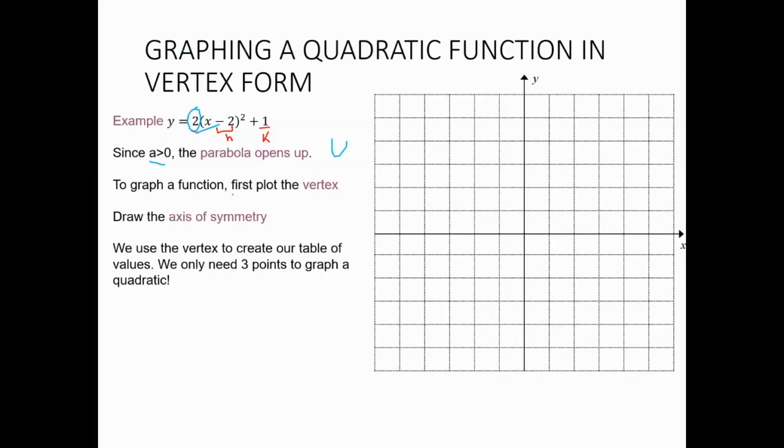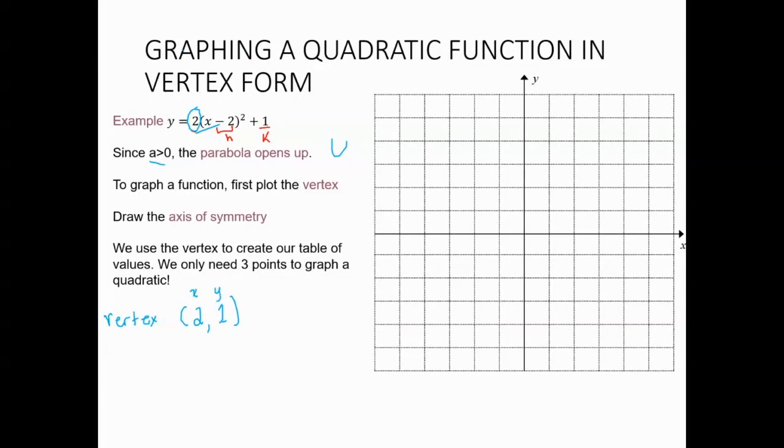Then to graph this function, we're first going to plot the vertex. So what is the vertex? Well, we just talked about that. The vertex is whatever my h value is. If I look in the bracket, it says -2, but remember, I'm going to flip that sign, so I'm going to put a 2. And then my k value, which is a 1.